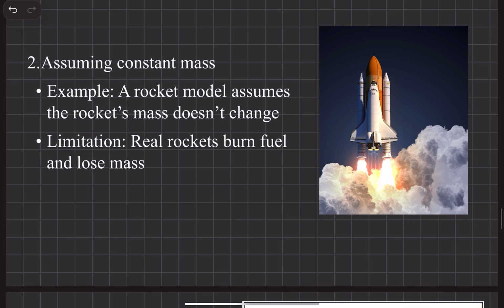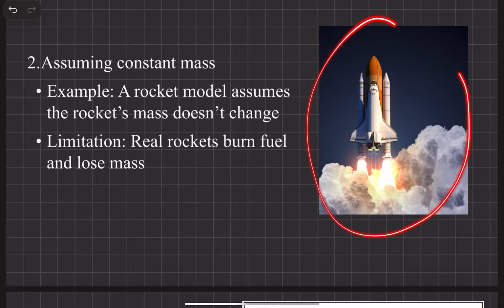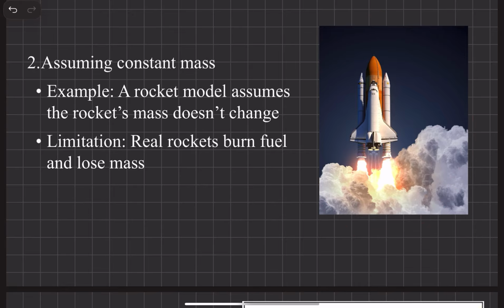Another assumption we make is constant mass. Now, this assumption is often pretty valid. In everyday situations, an object isn't losing its mass. However, one that it really affects is rockets. You cannot apply the conservation of momentum or conservation of energy in the same way for a rocket as you would for an object, a ball thrown in the air or something. A rocket does not have the same mass the entire time.